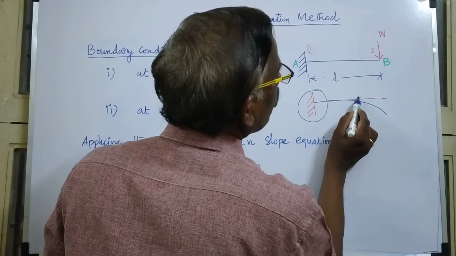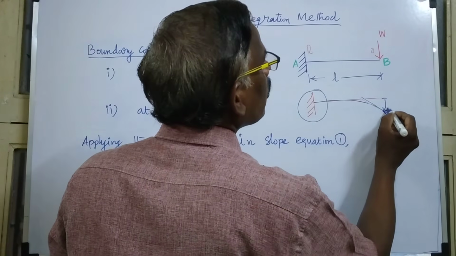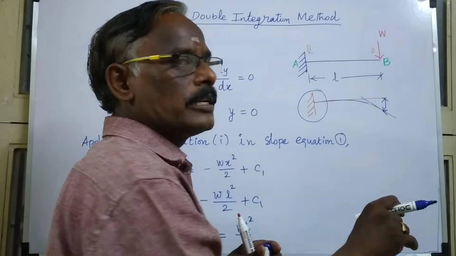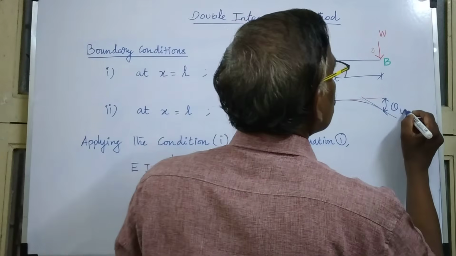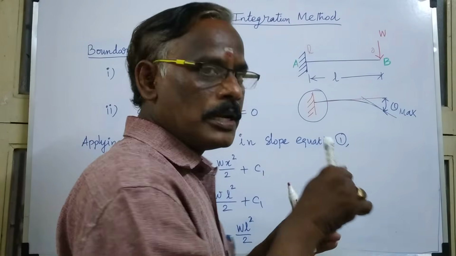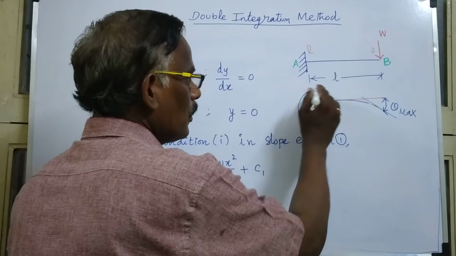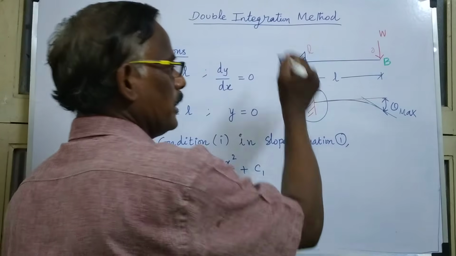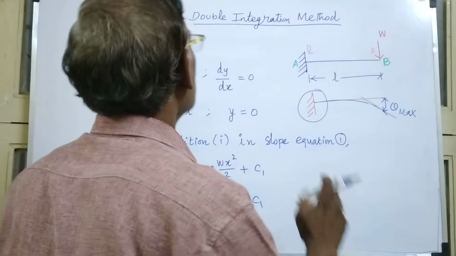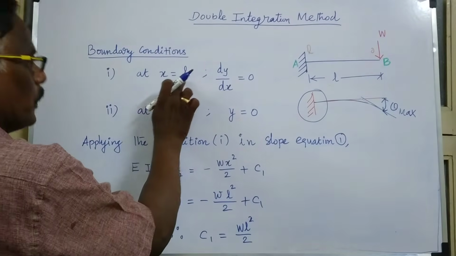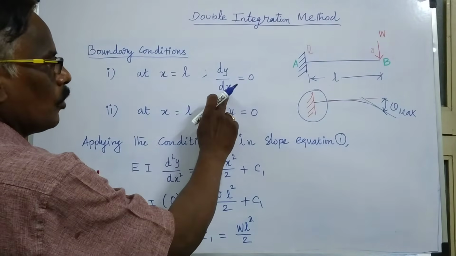And similarly, what is that slope? If you draw a tangent, then theta between the original shape and the tangent of the deflected shape is known as theta, is it not? So maximum slope and maximum deflection will be at the free end, whereas at the fixed end there will not be slope and there will not be deflection. That is at x is equal to L. X is equal to L means at the fixed end A. What is that slope? 0.